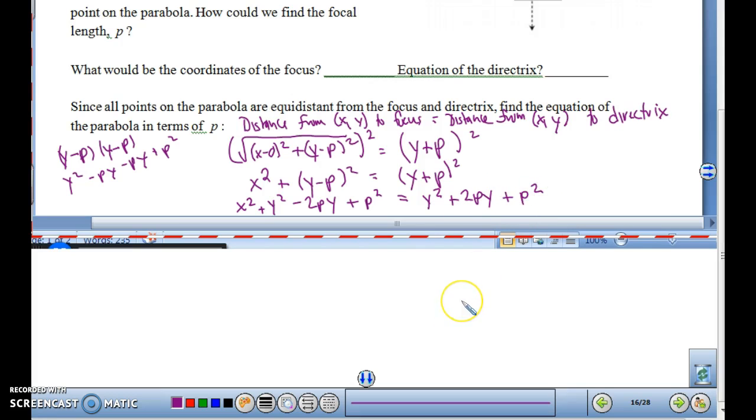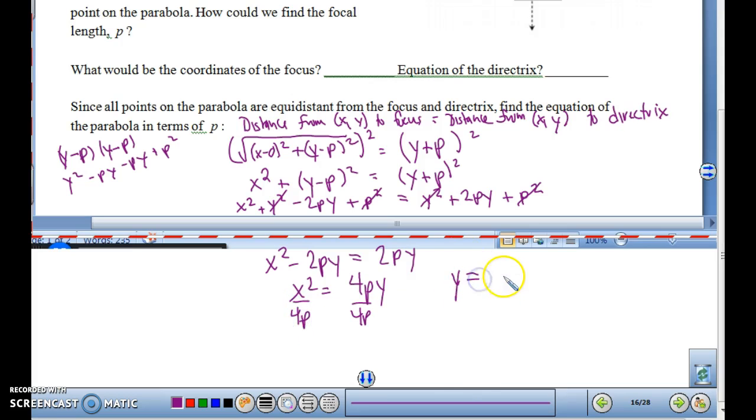All right, now we want to solve this for y. Well, let's notice what we get here on the sides. Y squared is the same on both. They're going to cancel each other out. P squared is going to be the same on both. So that gives me x squared minus 2py is equal to 2py. Move the y's together, so we add the 2py. We get x squared is equal to 4py. And solve for y, divide by 4p. We end up with the equation y equals x squared over 4p. So that would be the equation of the parabola in terms of p.